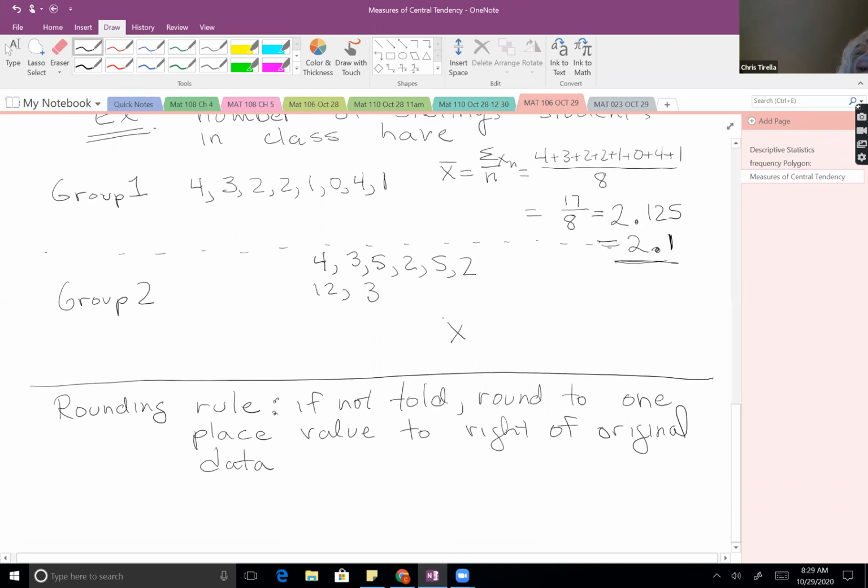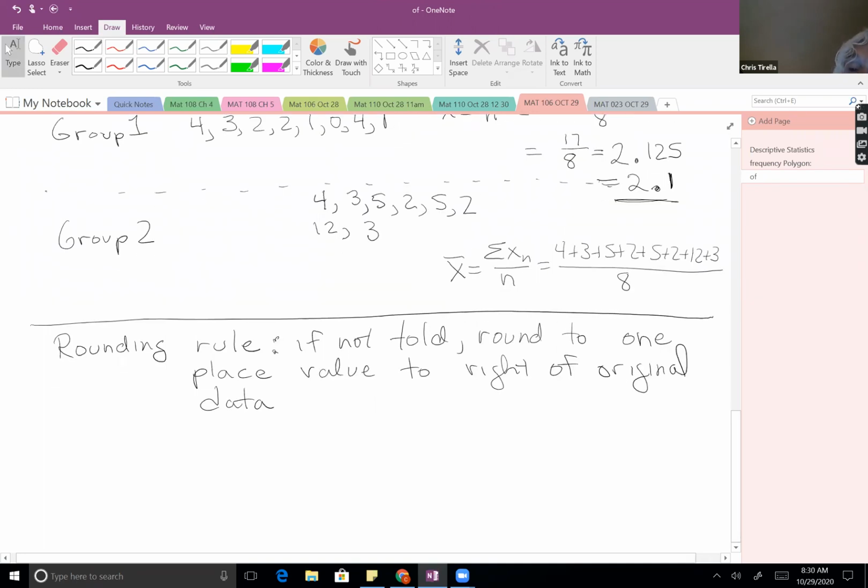For group two, if I look to find the mean, I'm going to add those values and divide by how many. So that would be 4 plus 3 plus 5 plus 2 plus 5 plus 2 plus 12 plus 3. And we're going to divide by 1, 2, 3, 4, 5, 6, 7, 8. I'm impressed. Usually when I split the class in half, I don't get the same number in each group, but here we did. So when I add all of that up, what do we have?